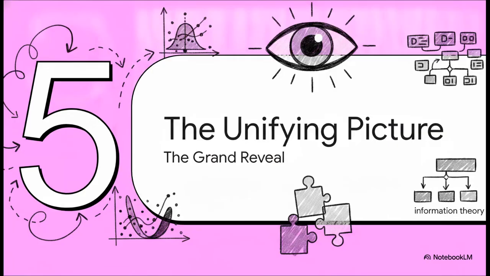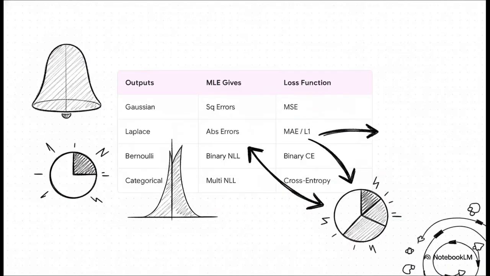And finally, Part 5, the unifying picture. It's time for the grand reveal, where we bring both the statistical likelihoods and the information theory bits together into one single, undeniable truth. Let's just walk through this definitive cheat sheet together. If you assume your output data has constant Gaussian noise, maximum likelihood estimation gives you the sum of squared errors, which mandates mean squared error loss.